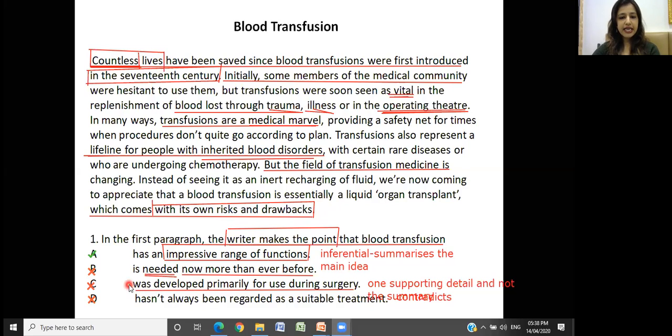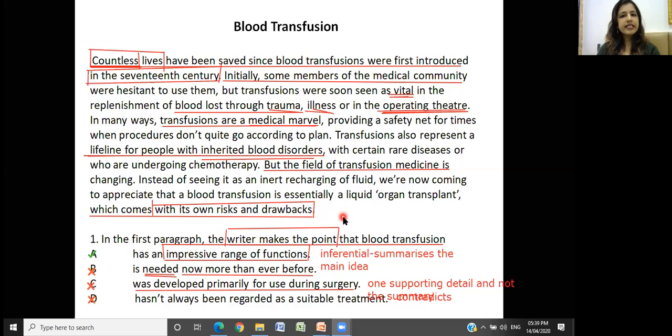Yeah, definitely I can explain why option B is wrong. Because B says "is needed now more than ever before." Do we see in the paragraph anywhere that the use of blood transfusion has now increased? Do we have any statistics that in the 17th century only 10% of patients needed it, and now in the 20th century or 21st century 50% of patients need it? Is needed now more than ever before? We don't have any such comparison in the paragraph.